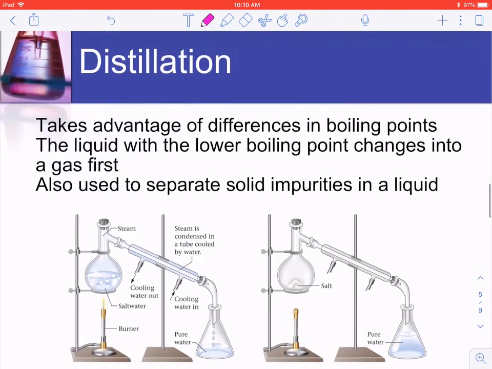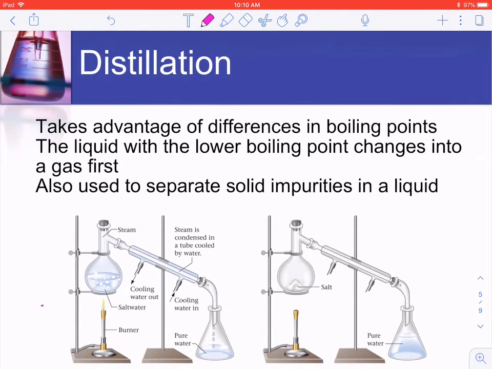So when we distill, we have our initial mixture over here in the flask on the right-hand side. And if we heat it up, you can imagine, let's say that this is salt water. It's NaCl mixed in H2O. If we begin to heat this thing up, the water has a much lower boiling point than the salt. The salt is going to be pretty much impossible to boil, especially with this Bunsen burner.